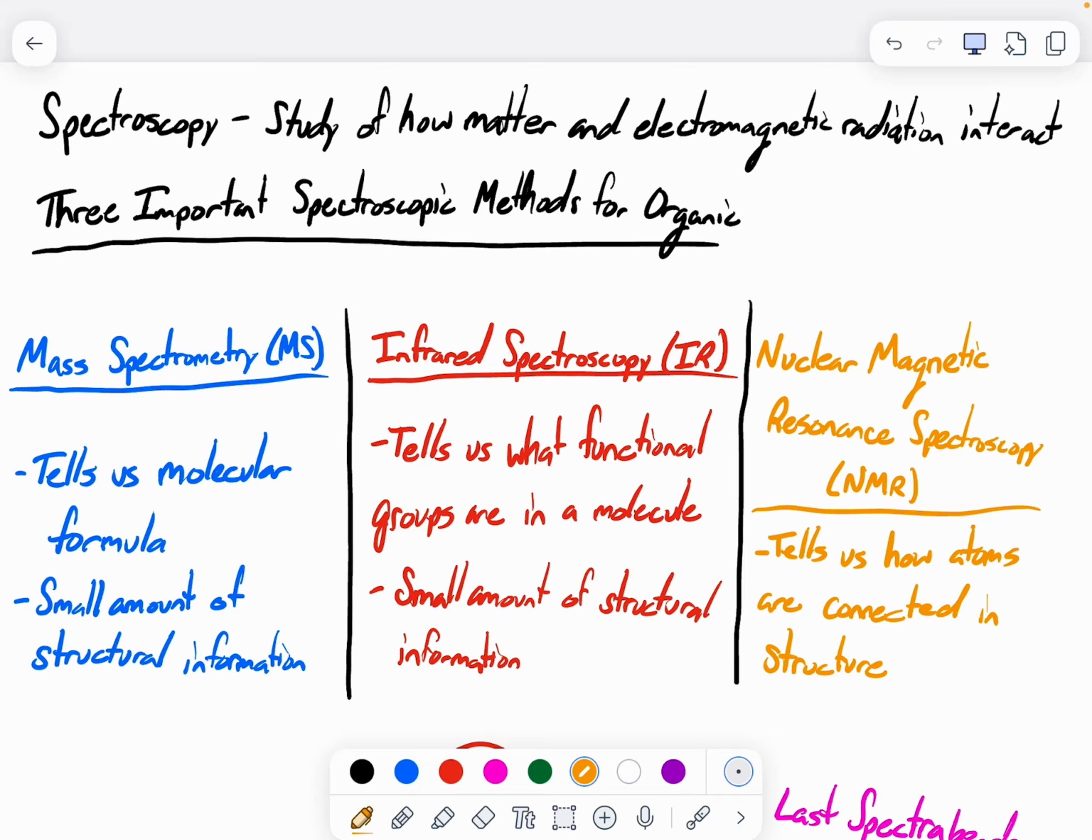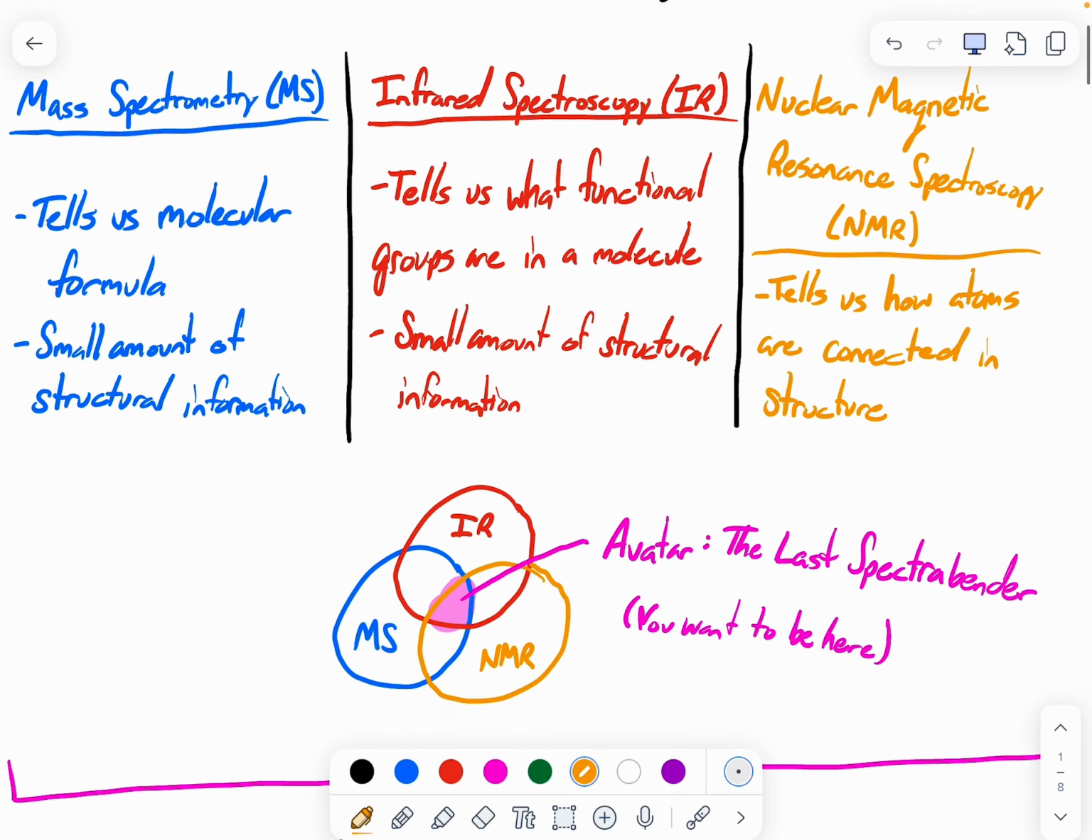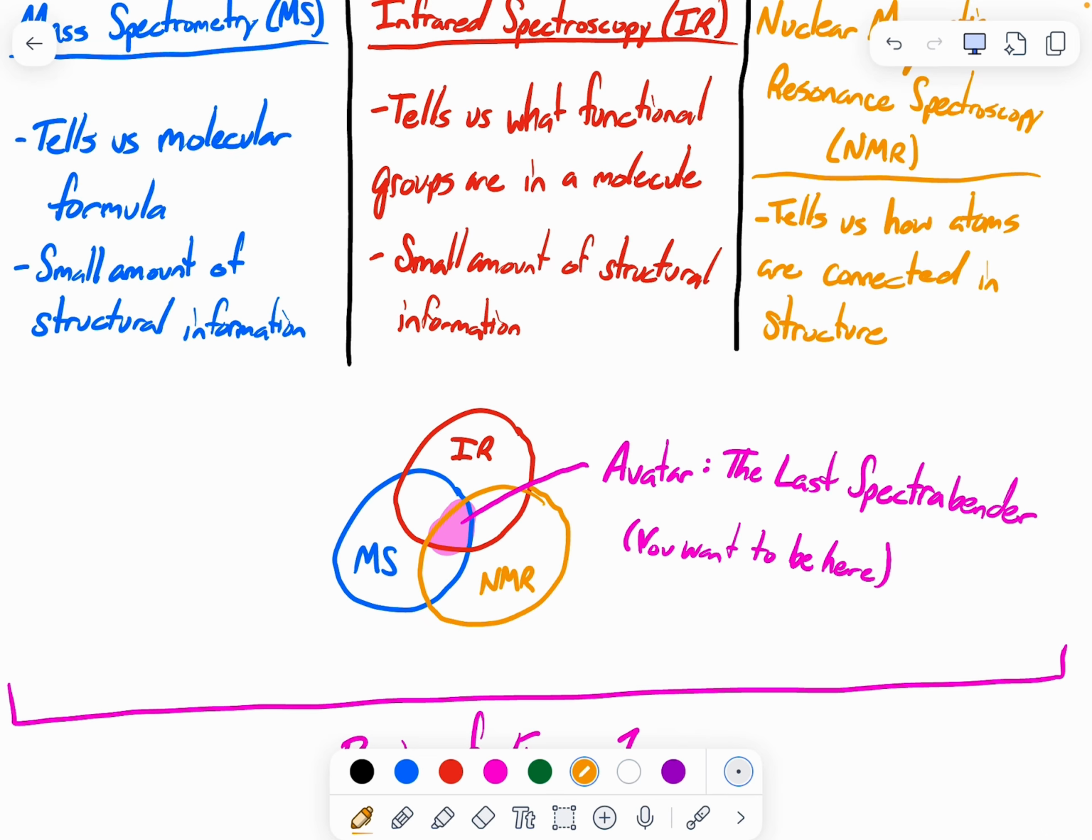But the thing is, about each of these, they provide some sort of information that you can use to build a better idea of what that final molecule is. So using them all together is a good thing, right? When we actually take IR, mass spec, and NMR, we put them all together. Hopefully you'll become Avatar the Last Spectra Bender and you'll be able to use all three of them to their max capacity. If you master each one of them, exam 1 is actually going to be pretty simple.